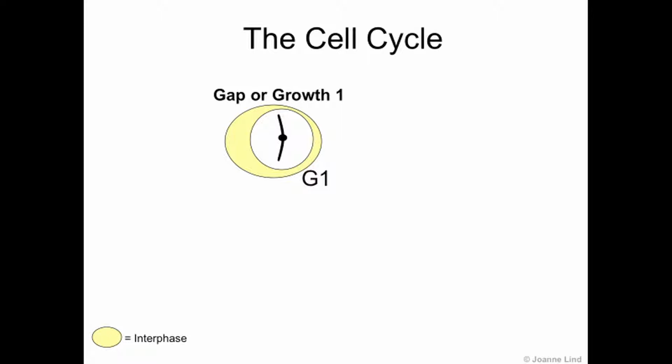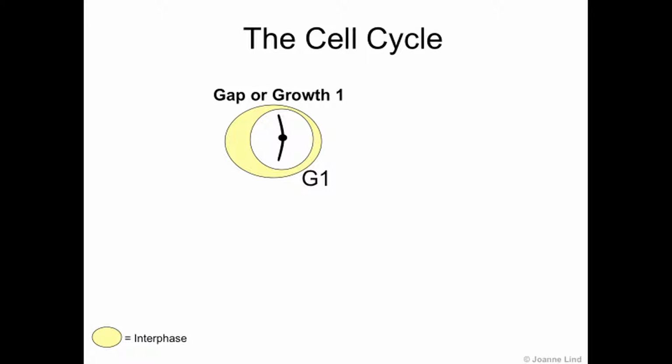This animation is looking at the cell cycle. Let's start with a single cell. It's a new daughter cell of a cell division. It starts in the G1 phase, which is also known as the growth phase 1 or the gap phase 1.